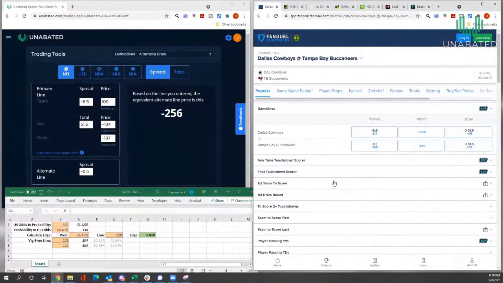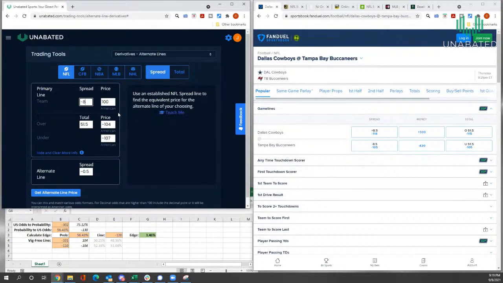Let's get back to trying to price out some derivatives on this Dallas-Tampa Bay game. So let me load up our line here. That was -104. Yeah, -104, that's still correct. Okay, so let's start with what would be the appropriate price of the money line. We can set the alternate line to 0, run this through, and we see it says -382. And if you look over here on FanDuel, sure enough, 382 is falling between 330 and 420. So that definitely fits in there.